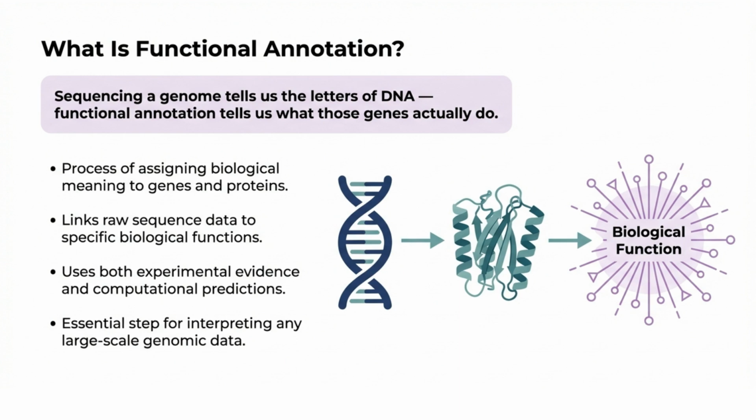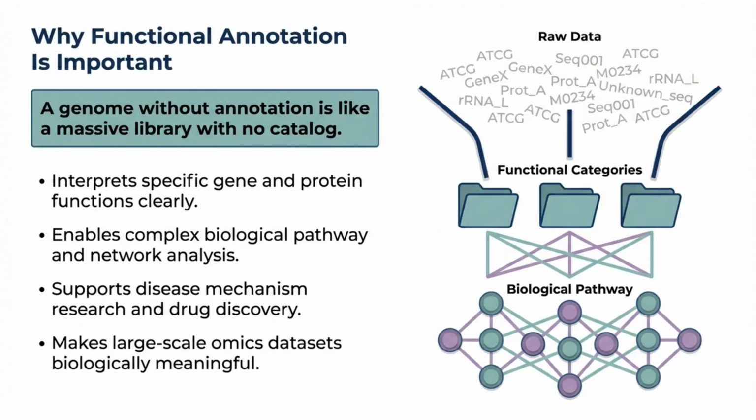Now this raises an important question. Why is sequence alone not enough? Imagine walking into a huge library where none of the books have titles, labels, or sections. All the information is there, but nothing is organized. That is what a genome looks like without annotation. Functional annotation gives structure and meaning to genomic data. It allows researchers to interpret genes and proteins in a biologically useful way.